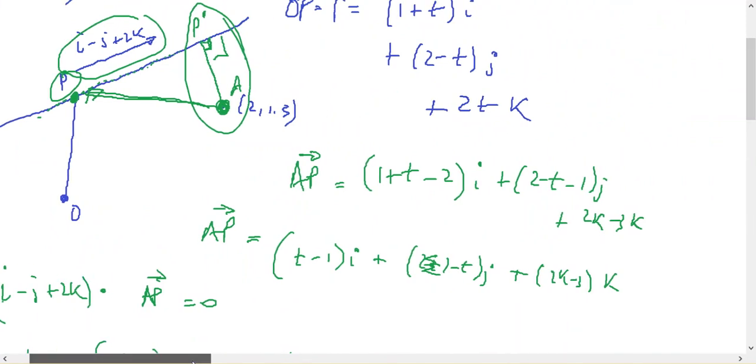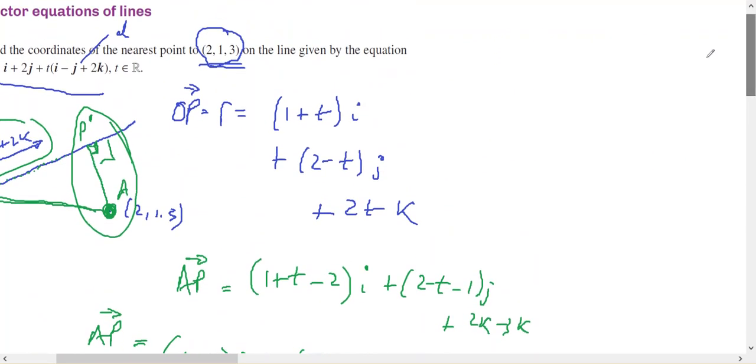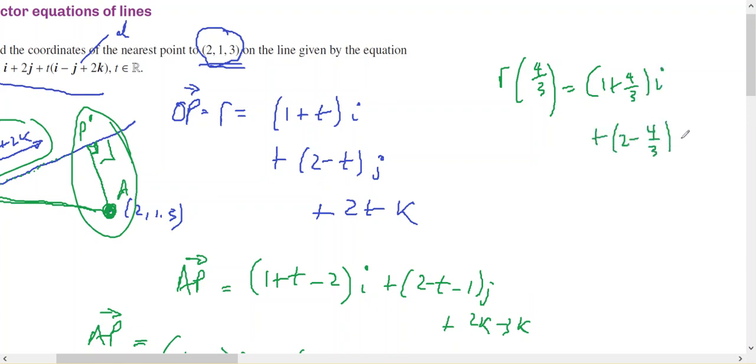So if I want to know the coordinates of P at that particular point, I would put into r, t equals 4/3. And that would be (1 plus 4/3) in the i, plus (2 minus 4/3) in the j, plus 2 lots of 4/3 in the k, which is 7/3 in the i, 2/3 in the j, plus 8/3 in the k.